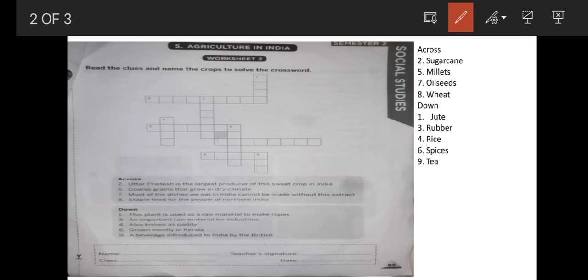The answer is wheat. Wheat is the staple food. It means that wheat is the common food for all the people living in the northern part of India. So I hope you understood about across. Next, down. Now we will write down, that is, vertically. Which are the questions we have to write vertically? 1, 3, 4, 6, 9. So let us check it out.